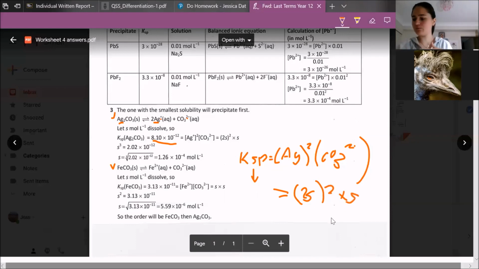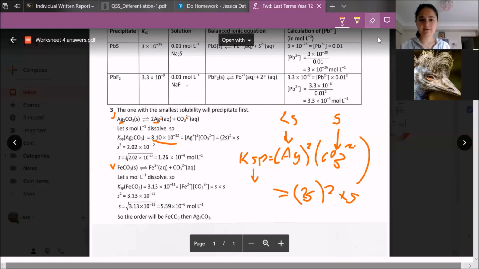Now I'm going to explain it to you. Because there's 2 of that. So remember there's 2 Ag in the equation. If you follow my cursor right here, we've got 2 Ag, right? The Ag is equal to 2s. And then the CO3 2 minus is just an s because there's no number in front of it. Does that make sense? Plus s, because there's just one s. And then you get 3s.